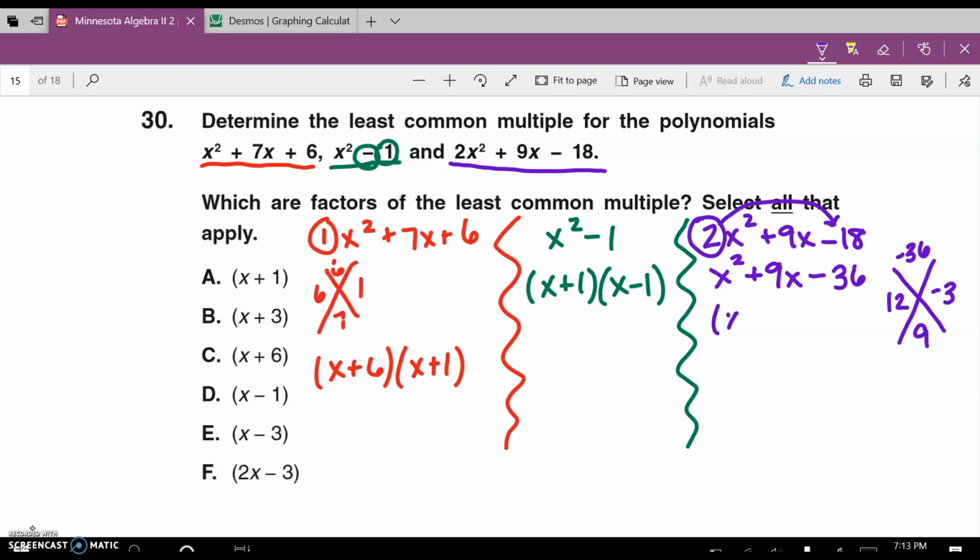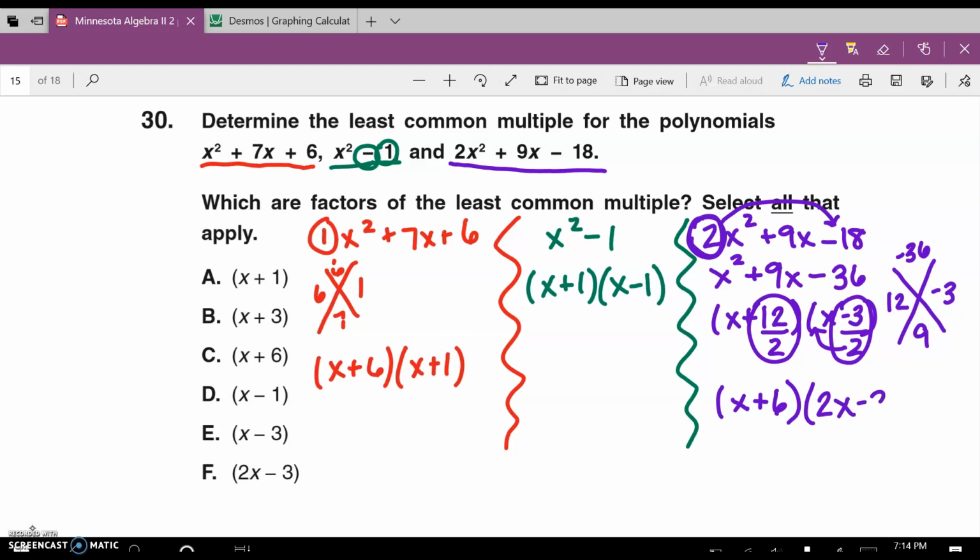So then we're going to say x plus 12 and x minus 3. Now, since I multiplied by this 2 in the beginning, I now have to divide by that 2. If it ends up perfect, like 12 divided by 2, we just simply divide. So that would be 6. If it doesn't end up perfect, like 3 divided by 2, we take that 2 and bring it in front of the x. So 2x minus 3.